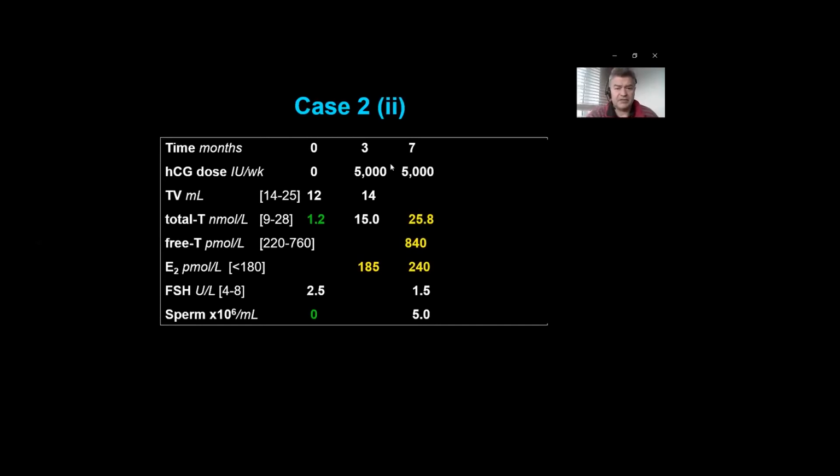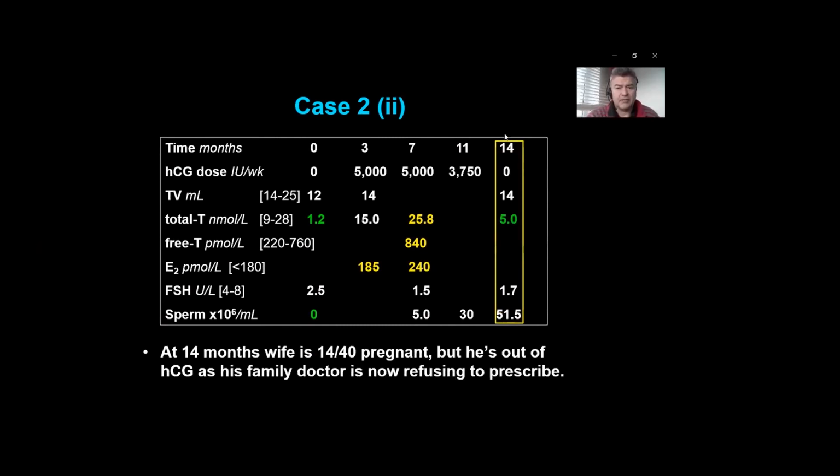Anyhow, at 7 months, dose was still the same. Testosterone up above normal, free testosterone above normal, estradiol well above normal. Got some sperm, which is good, but we do need to dial down the HCG dose because otherwise he will be at risk of gynecomastia. And so at 11 months, we dialed down the dose, got 30 million sperm, but no bloods then.